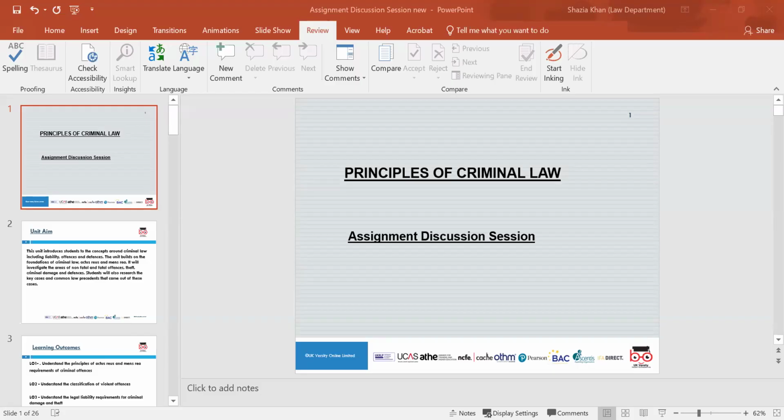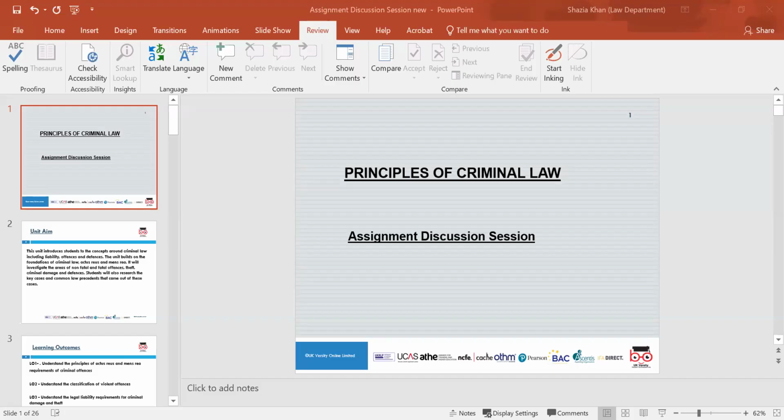We then went on to learning outcome 2, and we looked at understanding the classification of violent offences. We looked at what the classification of offences in the UK are, the elements of understanding the classification of offences. We looked at the overview of violent offences, and we looked at the classification of violent offences such as homicide offences, murder, manslaughter, voluntary manslaughter, involuntary manslaughter, and corporate manslaughter.